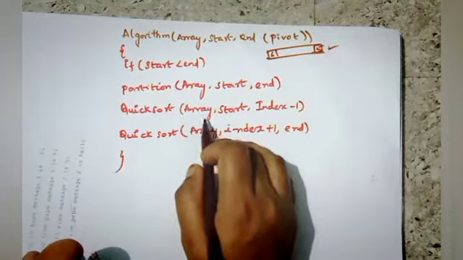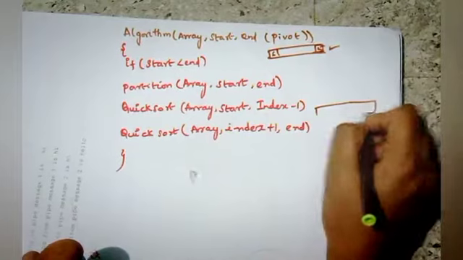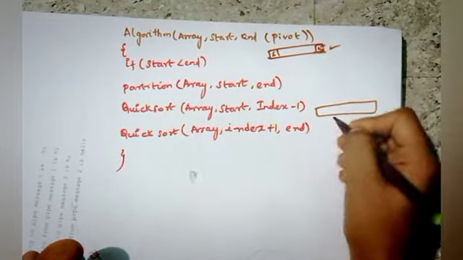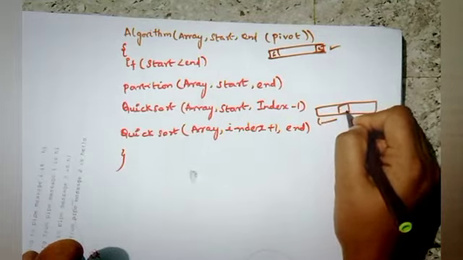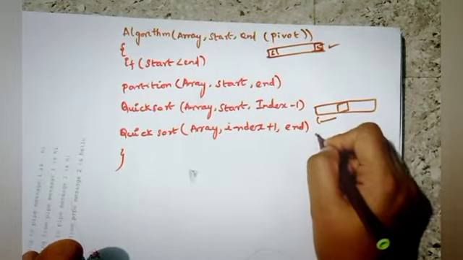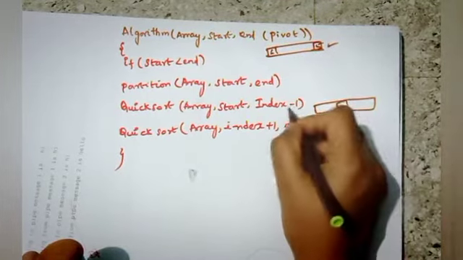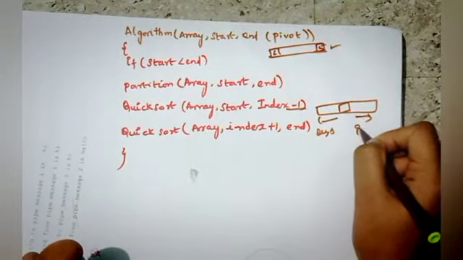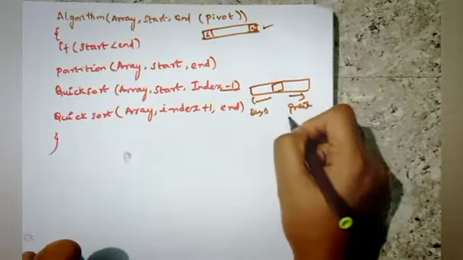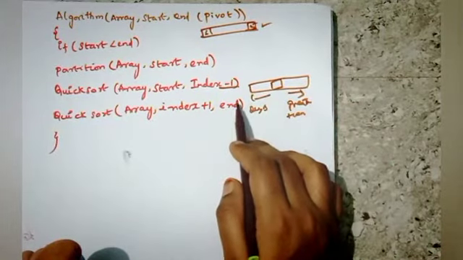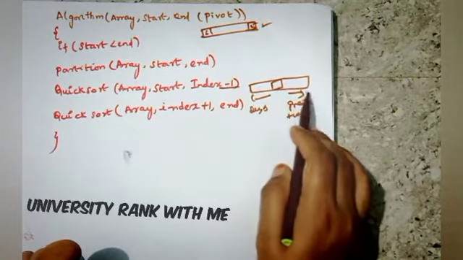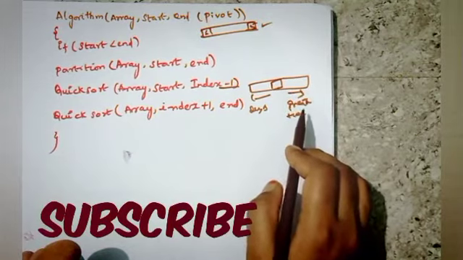In quicksort, the conditions are index minus 1 and index plus 1, where the middle number is considered as the pivot. Lesser than the pivot is index minus 1, and greater than the pivot is index plus 1, which means the numbers on the left side should be less than the pivot and the numbers on the right side should be greater than the pivot.